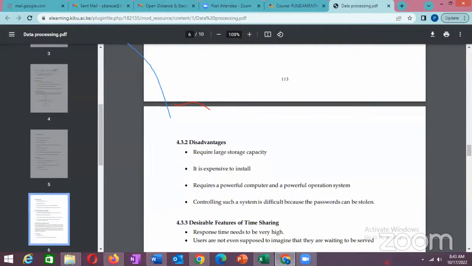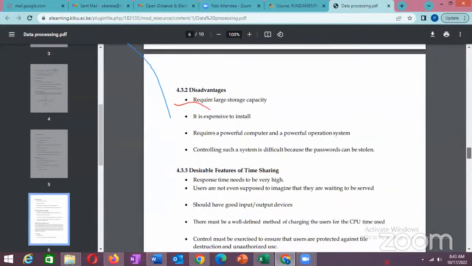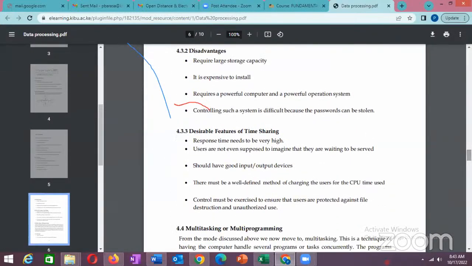What about the disadvantages? It requires large capacity. It is expensive to install. It requires a powerful computer and a powerful operating system. Controlling such a system is difficult because the passwords can be stolen. So those are disadvantages.